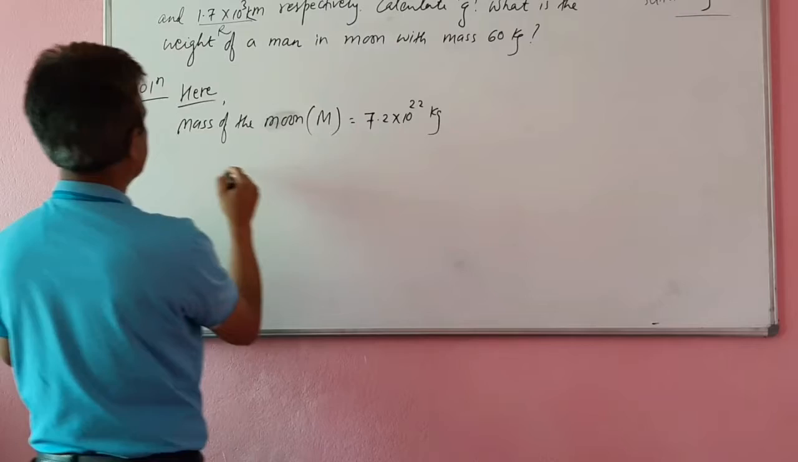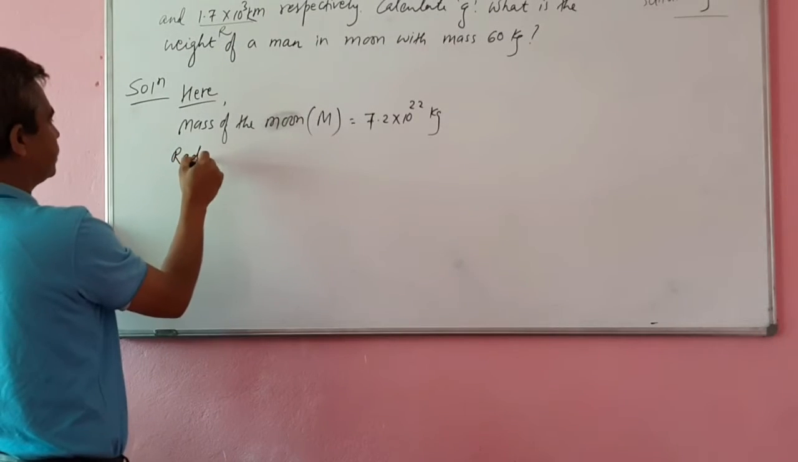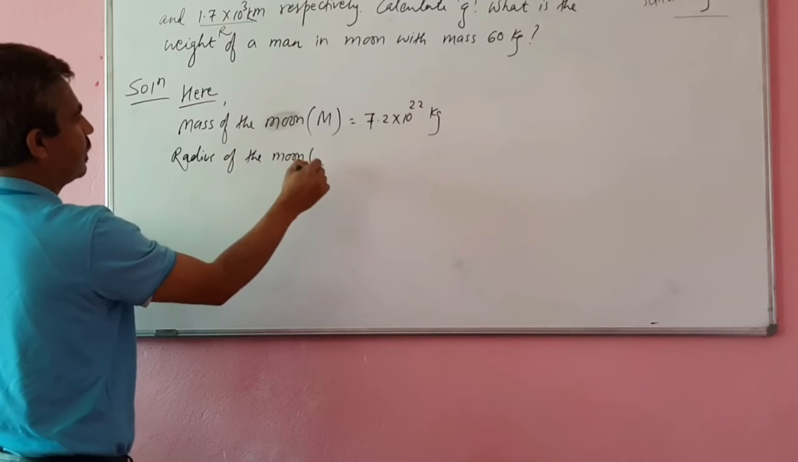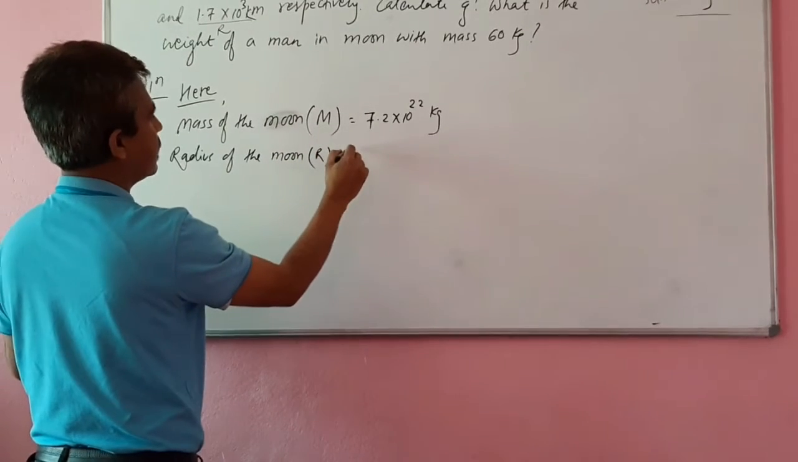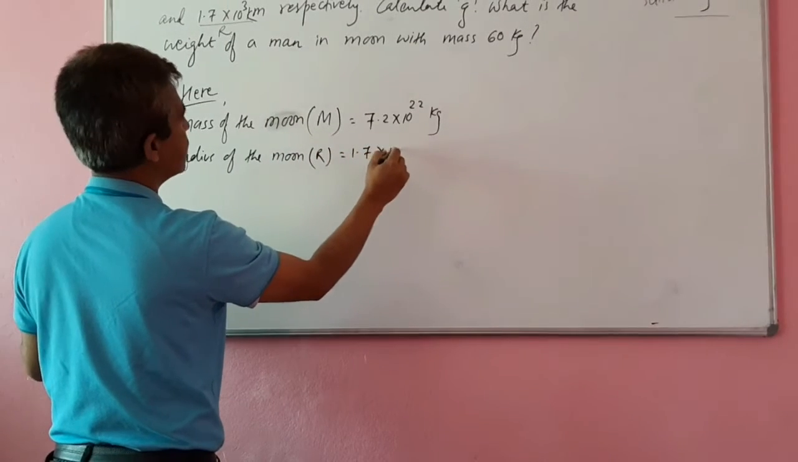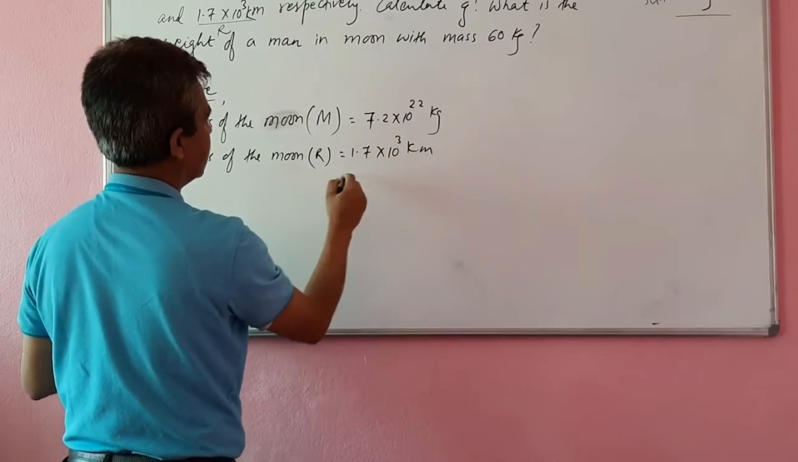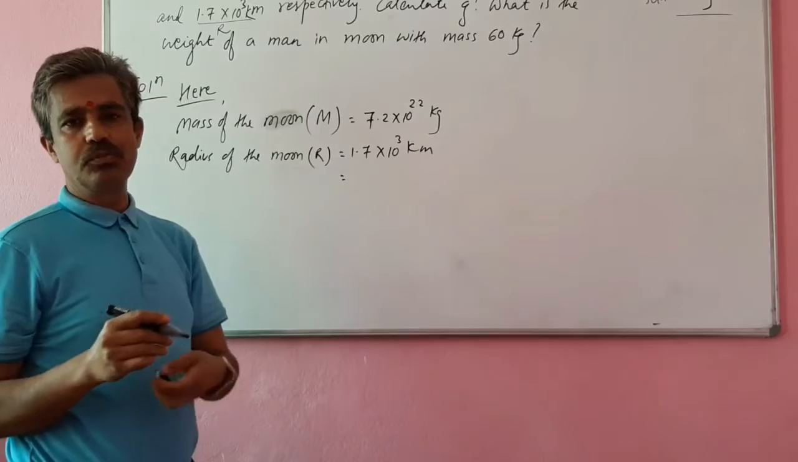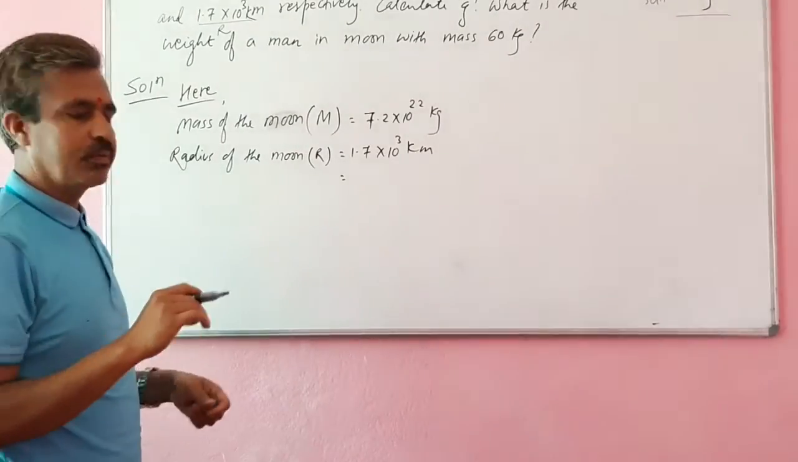722 kg. Radius of the moon, R, is 1.7 times 10 to the power 3 kilometer. Students, what to do? Shall we keep kilometer or change into meter? Very simple, we have to change into meter.